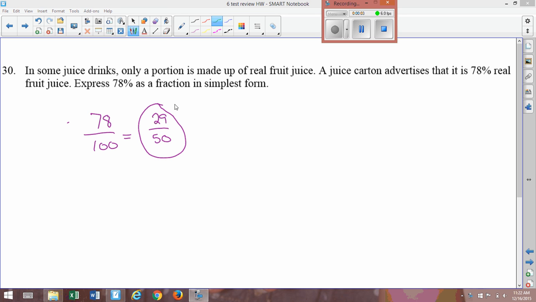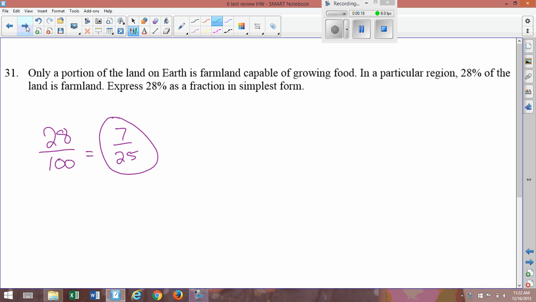This is the second day of the review. In some juice drinks, only a portion is made up of real fruit juice. A juice carton advertises that it is 78% real juice. Express 78% as a fraction in simplest form. You do 78 over 100, then reduce down to 29/50ths.